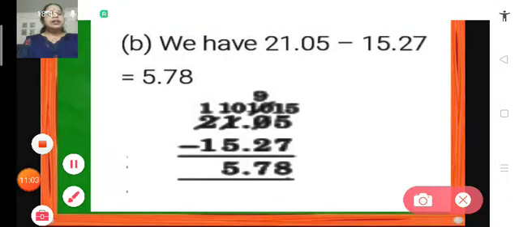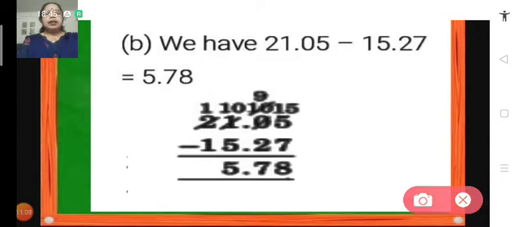Now B, 21.05 minus 15.27, both are like decimals. We just write them according to the place values and start the subtraction. But we have to look at the numbers, and we have to borrow if necessary. So we start subtraction from the hundredths place. We have 5 here. 7 cannot be subtracted from 5. We borrow 1 from tenths, so it becomes 15. 15 minus 7, we get 8.